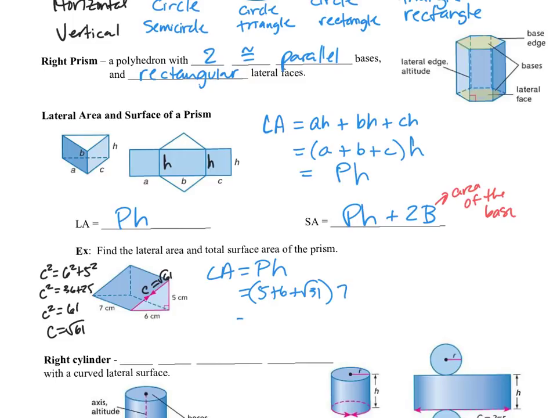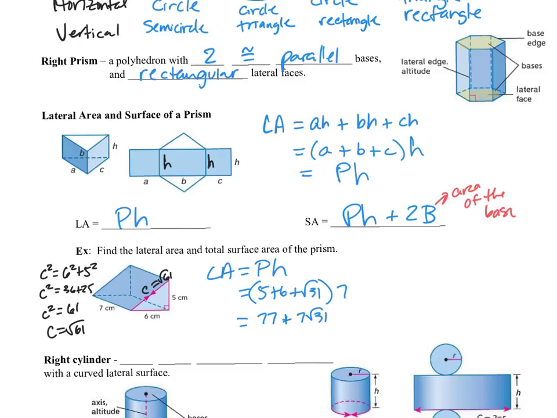All right, so simplifying that a little bit, 5 plus 6 is 11, and then I'm going to distribute the 7, so I'm going to rewrite that as 77 plus 7 times the square root of 61. Again, all I did is add together the 5 and 6, and then I took 7 times 11 and 7 times the square root of 61.